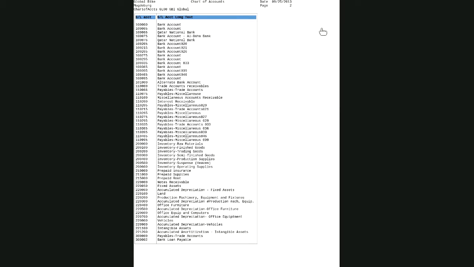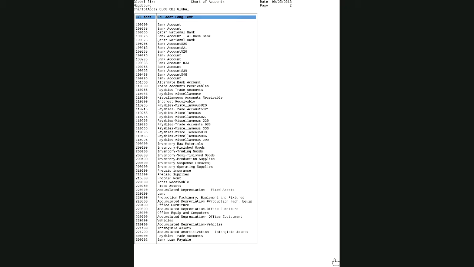So everybody is entering the items. For example, prepaid supplies. The account number is 211000 and the description is prepaid supplies. So everybody entering and storing data about prepaid supplies is entering into this same account. It helps in organizing the data related to prepaid supplies into this one account. Okay.